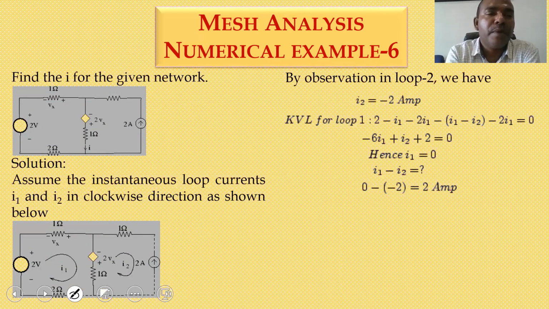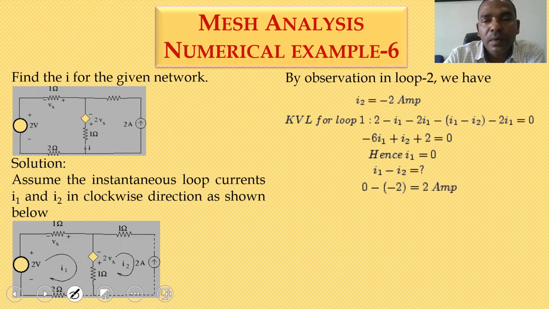So another problem. In this, one voltage source is there, one current source is there, and one dependent voltage source is there. So we are going for the calculation of the current I in the dependent source branch. I am going for the clockwise direction of currents, small I1 and small I2, which are in clockwise direction. So I am writing the first equation.